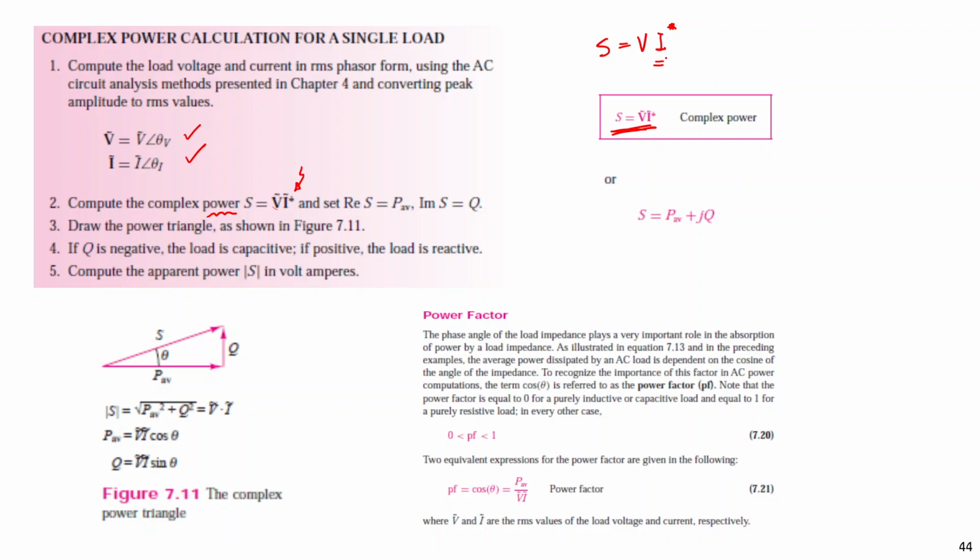Why do we put the conjugate here? Because the solution will be a complex value in the form of P plus JQ. P is the real part of the power, and Q is the imaginary part of the power. We have never thought that power also has an imaginary part. Why imaginary? What is that power? We call this reactive power.